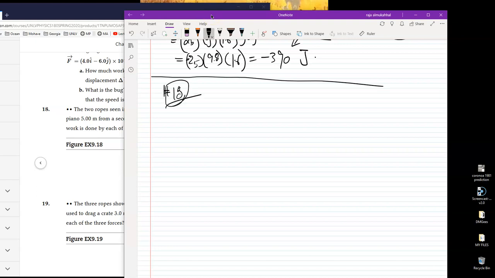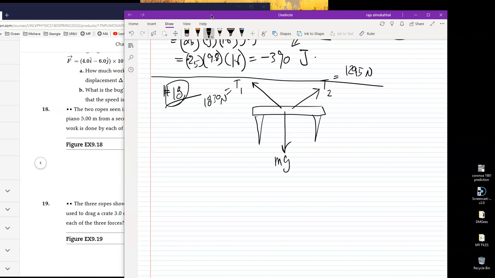I'm sorry it's taking too long. Okay, so what we have in here, here's the piano. I'm just going to turn it into a box like that, and maybe these are the legs of the piano. Then I have two tensions. I'm going to call this T1, and this is T2. He says T1 is equal to 1295 Newton, and T2 is 1830 Newton. And then we have the mg, he called it F sub g, I like mg, which is equal to 2500 Newton.